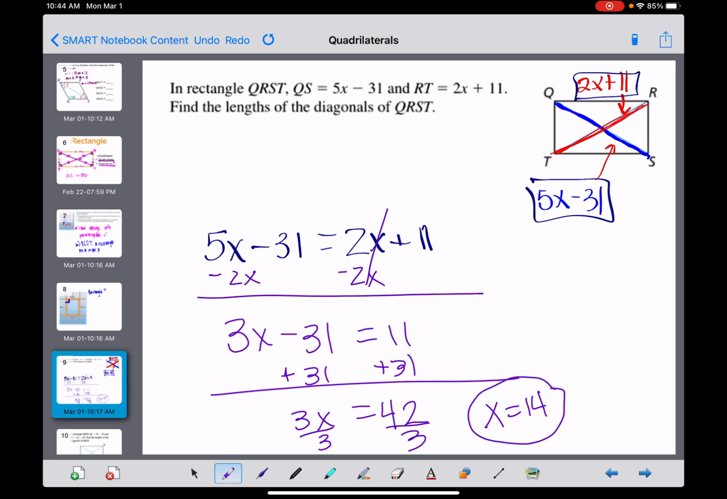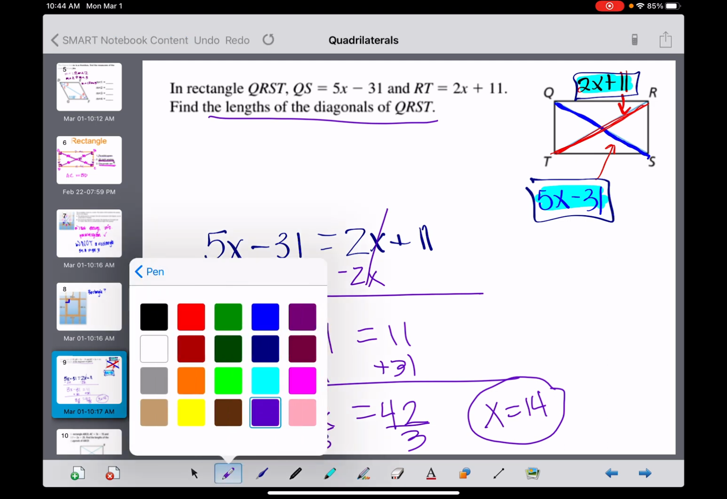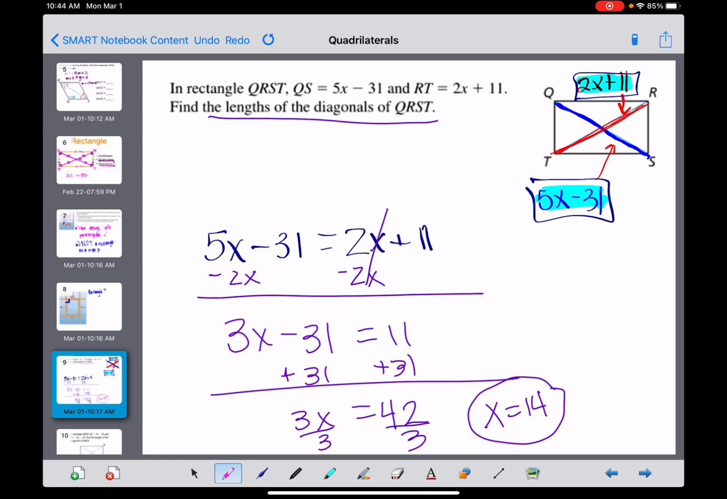They didn't ask for x though, they asked for the length of the diagonals. So since the lengths are congruent, I only need to choose one expression to plug it into, and it doesn't really matter which one you plug it into, you'll get the same answer. So I'm going to plug it into the top one. 2 times 14 plus 11. 2 times 14 is 28. 28 plus 11 is 39.